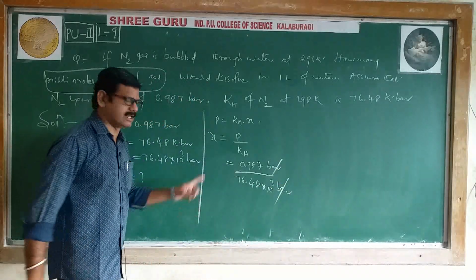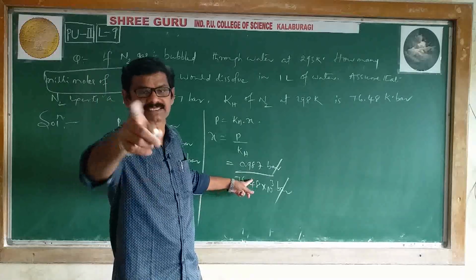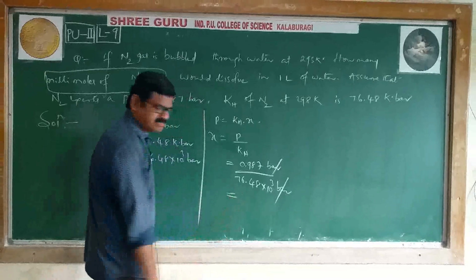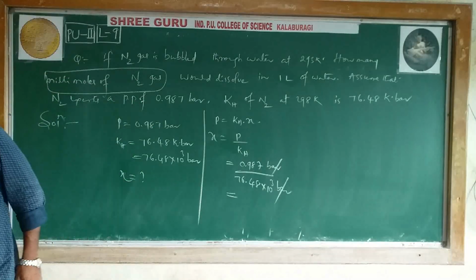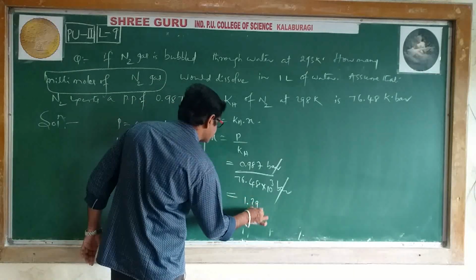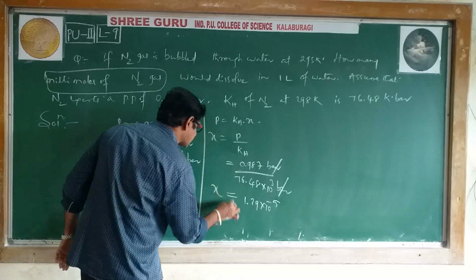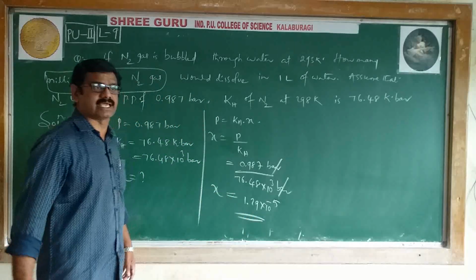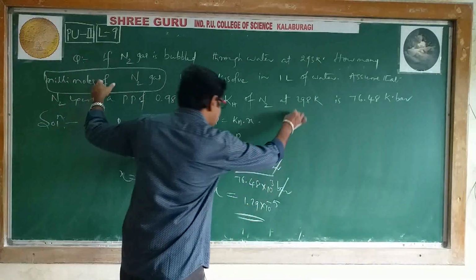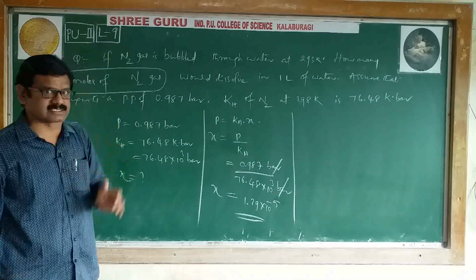Bar cancels, meaning you will get a mole fraction without a unit, remember, because mole fractions do not have any units. If you do the simplification, you will get 1.29 into 10 to the power minus 5. This is the mole fraction of nitrogen gas. But in the question, mole fraction is not asked. He is asking for the millimoles of nitrogen.